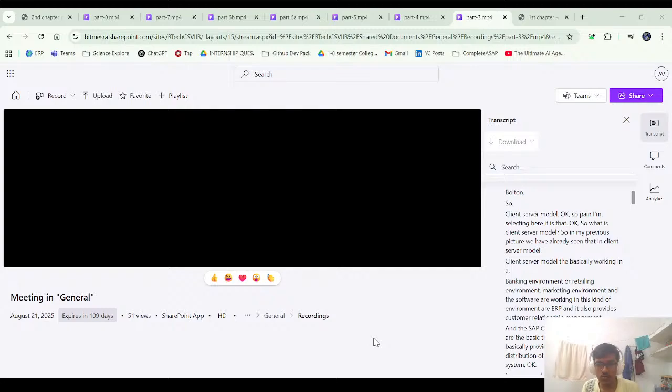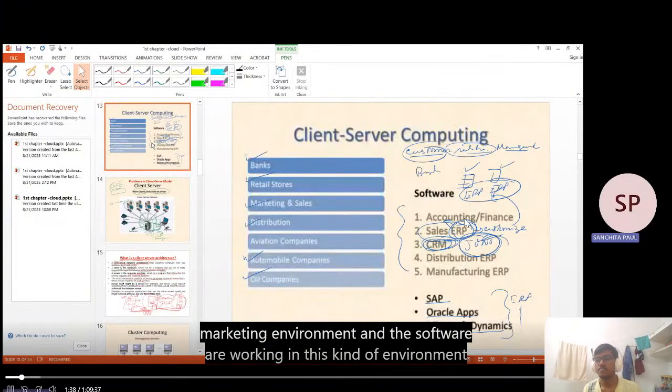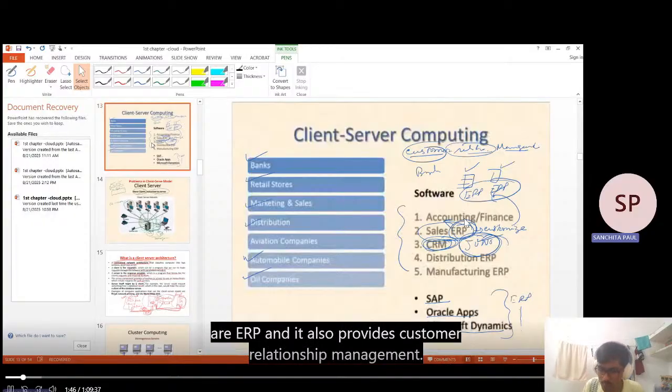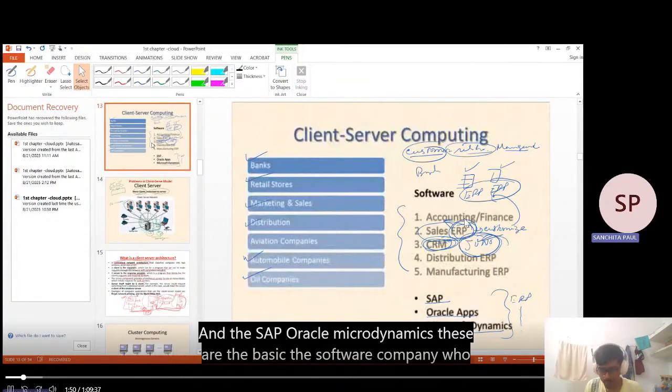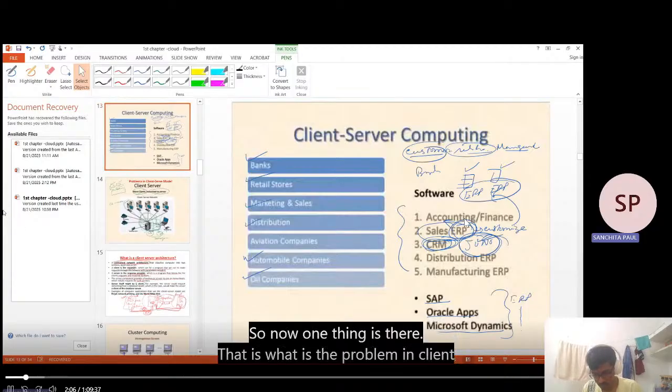Banking environment or retailing environment, marketing environment, and the software working in this kind of environment are ERP, which also provides customer relationship management, and SAP, Oracle, Microsoft Dynamics. These are the basic software companies who provide the ERP system, distribution ERP or manufacturing ERP system. Okay, so now one thing is there, that is, what is the problem in the client server model.